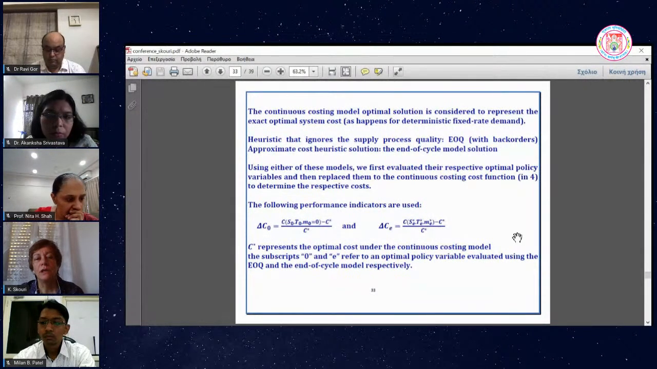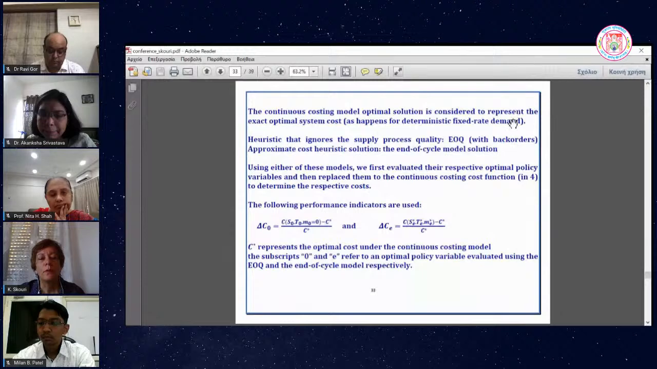One heuristic ignores the supply process quality, so we use the EOQ model with backorder, and also we use an approximate cost heuristic solution, the end of cycle model solution. Using either of these models, we first evaluated their respective optimal policy variables, and then substituted them into the continuous cost function to determine the respective cost. So we use this indicator where C star represents the optimal cost under the continuous costing model, and we use the subscripts 0 and E to refer to an optimal policy variable evaluated using the EOQ and the end of cycle model respectively.